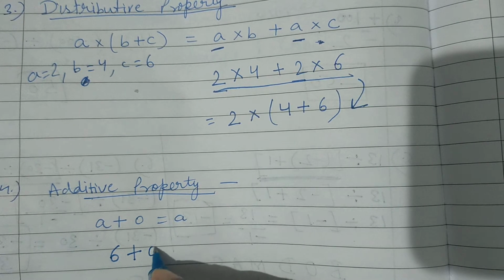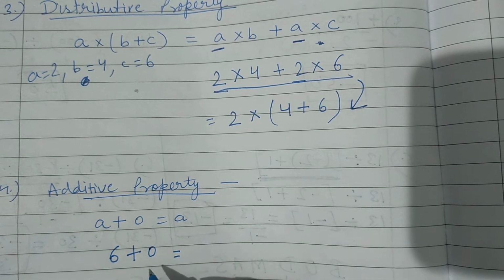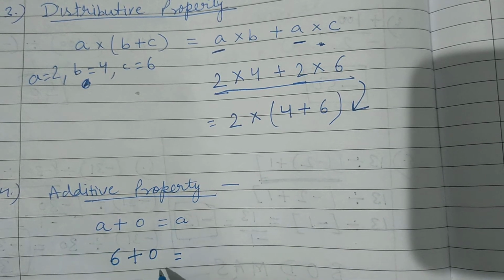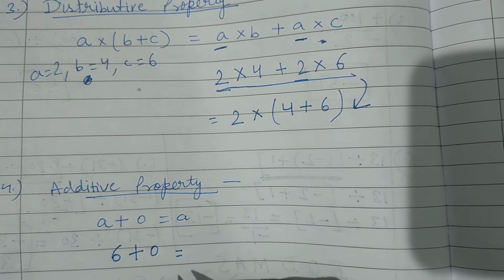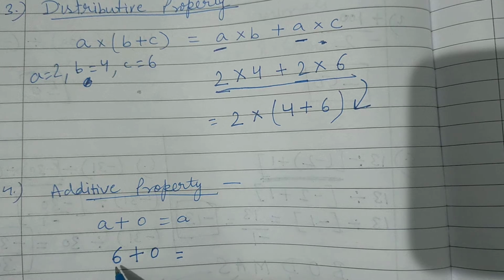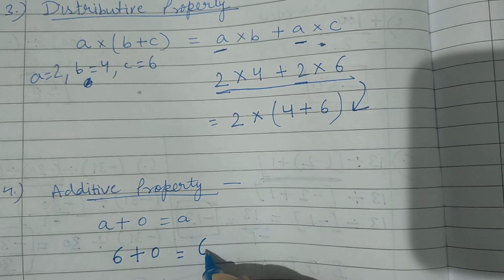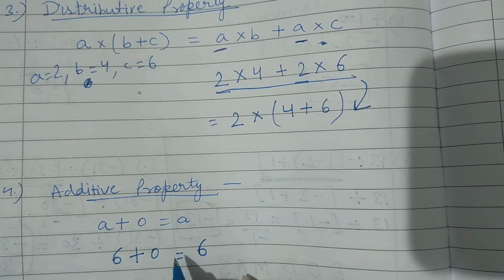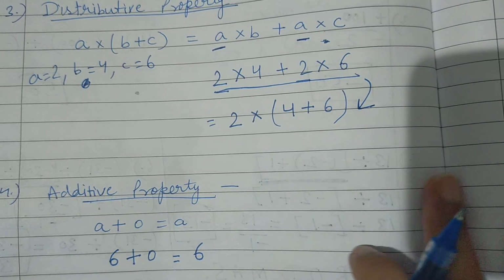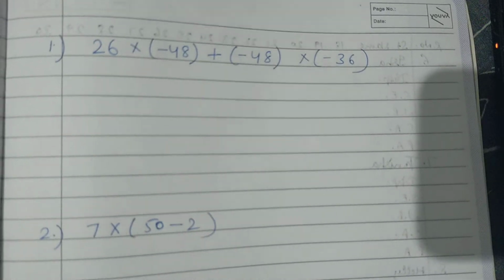So 6 plus 0 is equal to... if we add 0 to any number, then what will we get? We will get the number itself. 6 plus 0 is equal to 6. This is additive property. Now we will solve these two questions.